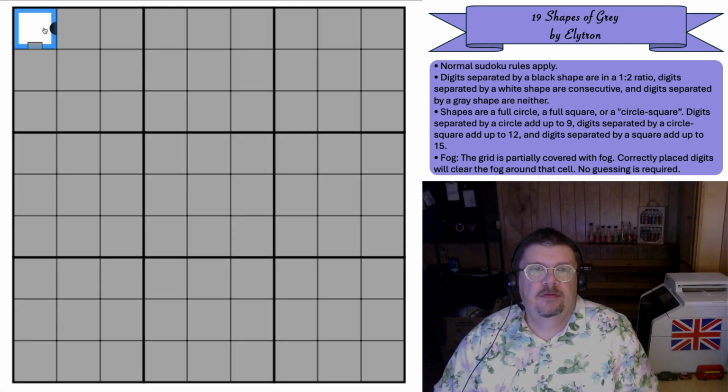So these two digits are in a 1 to 2 ratio. So they are 1, 2, 2, 4, 4, 8, or 3, 6. It is also either a full circle or a circle square. A full circle adds up to 9, and a circle square adds up to 12. So that means that this is either 3, 6 if this is a full circle, or it's 4, 8 if it's a circle square.